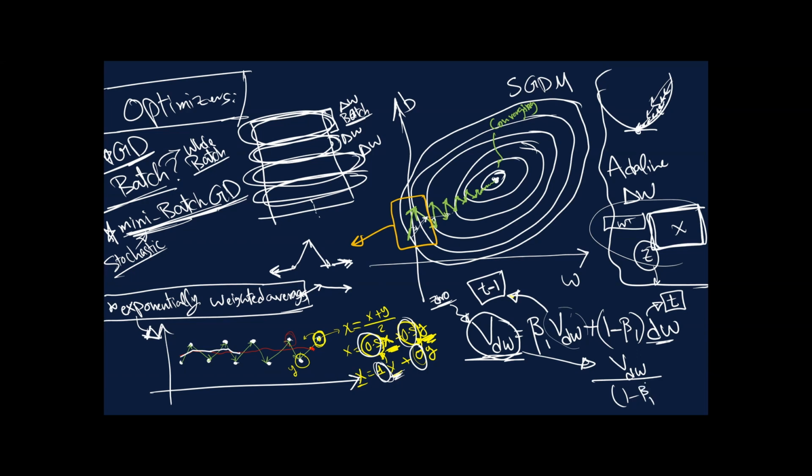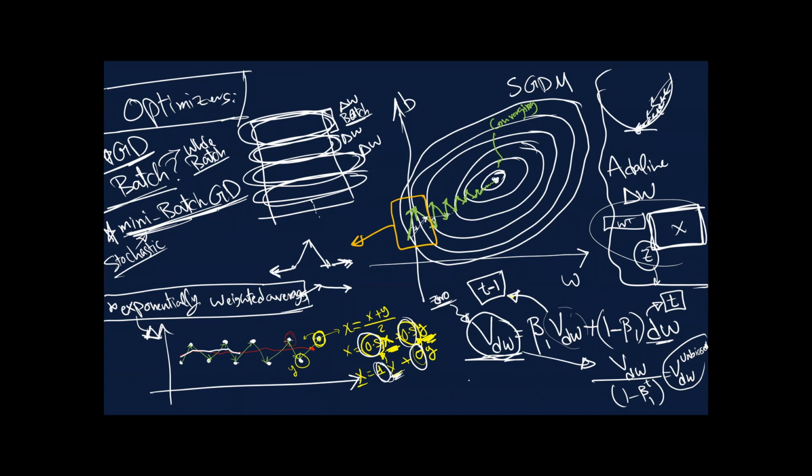But anyway, to smooth this effect, we take the value of VdW and we divide by this quantity. So we take 1 minus the weight that we have, beta 1, to the power of t, which is the time step. And then we would have the final value of VdW, which we call the unbiased VdW. So all of that is fine.